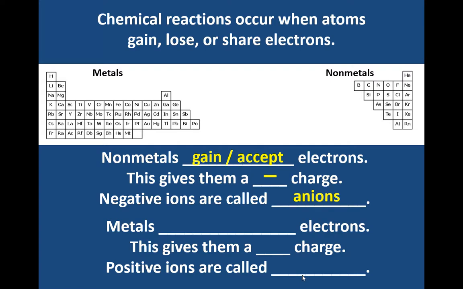Metals lose electrons. So what do you think is the answer? Metals lose or donate electrons. This gives them a positive charge. So positive ions are called cations.